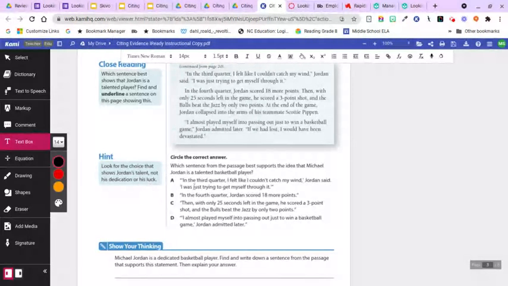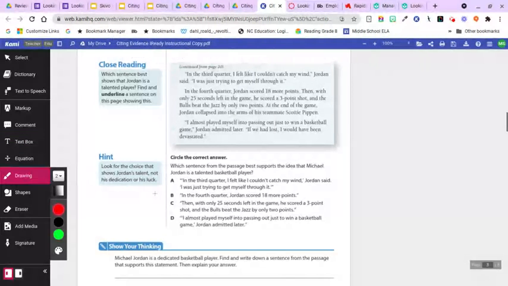So his dedication is that he played. And the 3-point shot, while of course he's usually a good player and maybe scores a lot of 3-point shots, one 3-point shot, that might be luck. So I'm going to say in the fourth quarter, he scored 18 more points. That would be my choice. If I look back at all the examples that it gave of things that he did, I'm going to say his talent shone best in the fact that he scored 18 more points in the fourth quarter.